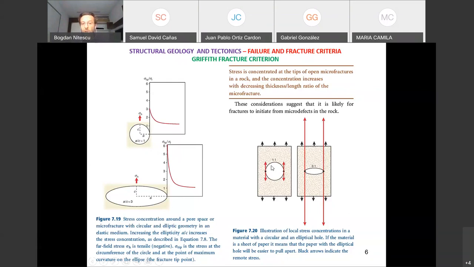So what you can do, you can take a sheet of paper. I don't have one with me. Cut a circular hole and cut an elliptical hole and pull them and see what happens. The one with the elliptical hole will be much easier for you to pull apart, because if you do this cut and if you do this cut, these are the stress concentrations at the tips. So that's the idea. This is what happens in reality. Quite an insight, I would say.